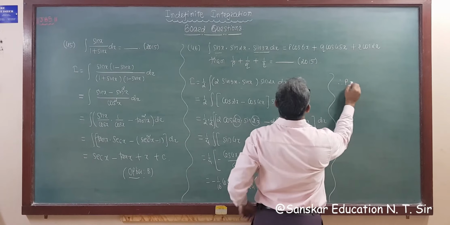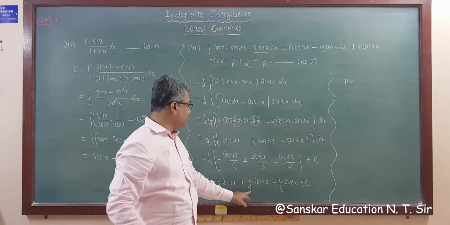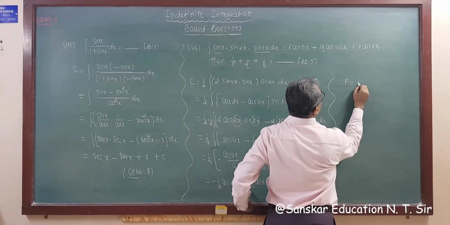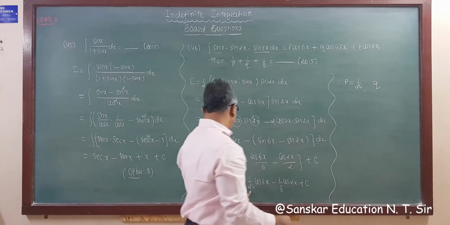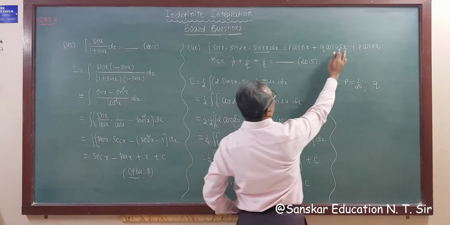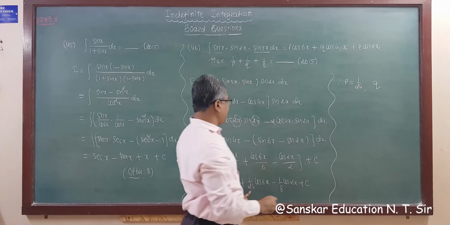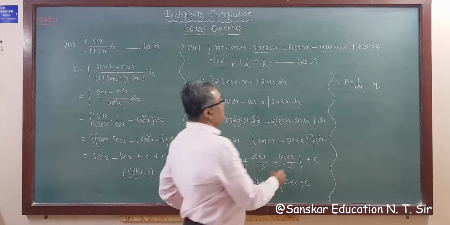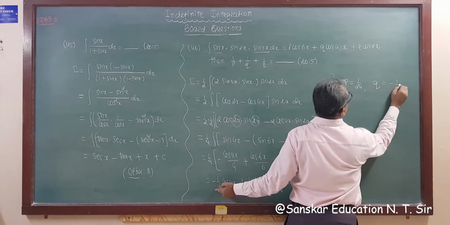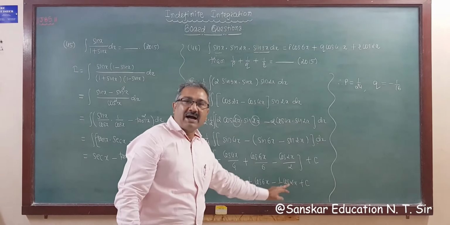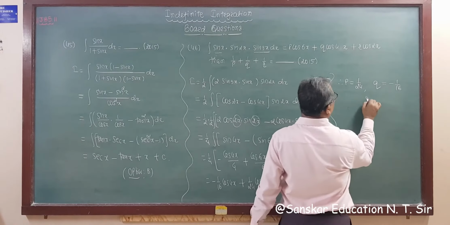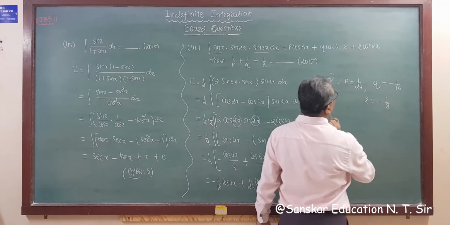Therefore p is equal to the coefficient of cos 6x, which is 1 upon 24. Q is the coefficient of cos 4x, which is minus 1 upon 16. And the coefficient of cos 2x is minus 1 upon 8, so r is equal to minus 1 upon 8.